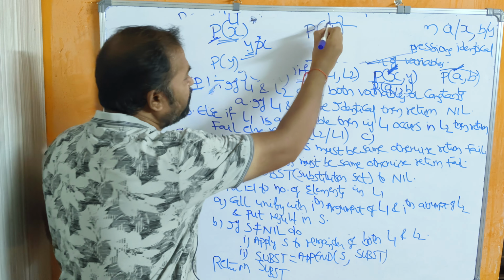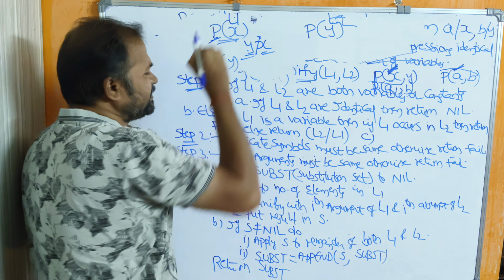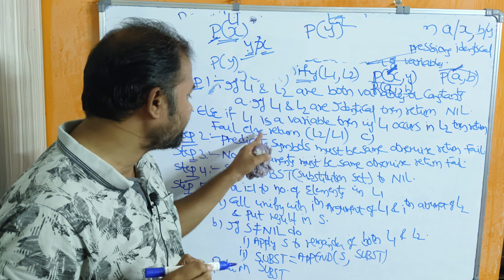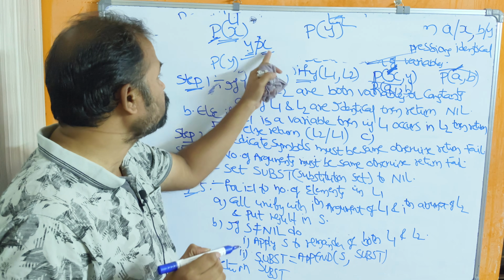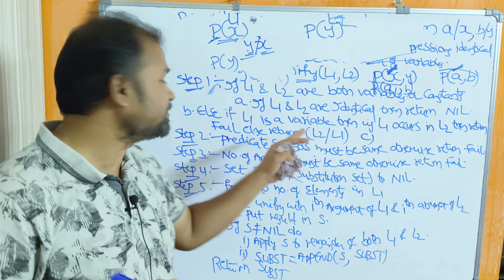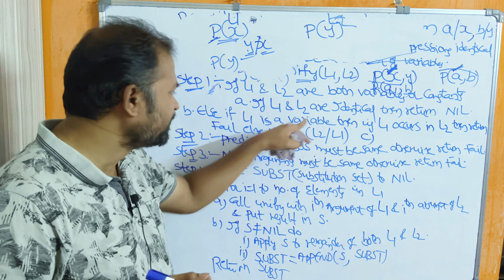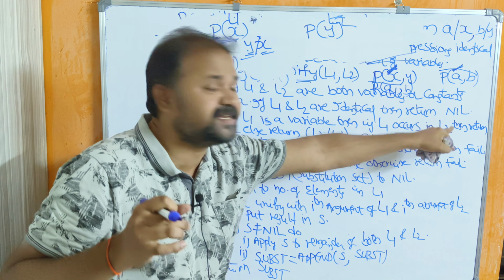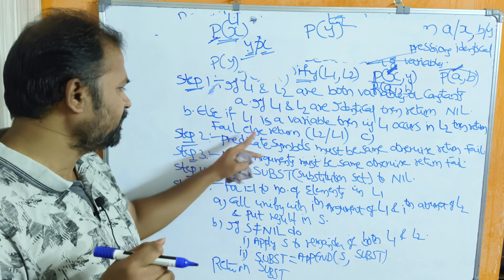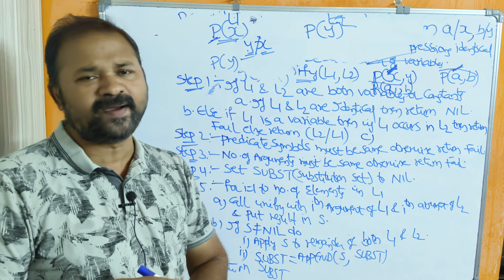So what is Y? Y means L2. What is X? L1. So that is the statement. Else return L2 by L1. So Y means L2, X means L1. So what is the point here? Else if L1 is a variable, then if L1 occurs in L2, then return fail. Else return L2 by L1.